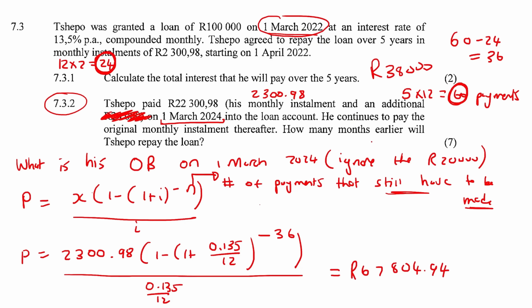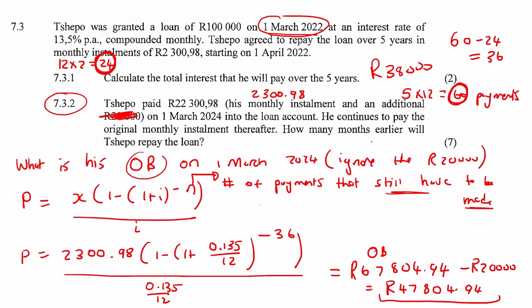It means that on the 1st of March 2024, if Tepo had to walk into the bank and say, how much do I still owe on my loan? They would say, your outstanding balance is this amount over here. Now, the way that a loan works is if Tepo walks in and says, I've got 20,000 Rand here and I want to pay that towards my loan, the bank takes that 20,000 Rand and simply subtracts it from your outstanding balance. So your outstanding balance is now 47,804.94. If you're using the other method of calculating outstanding balance, you might get a slightly different answer, okay?